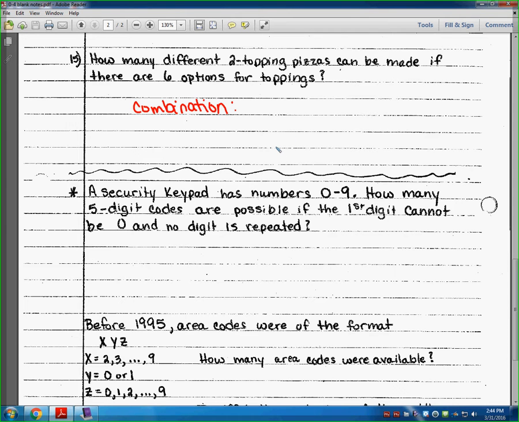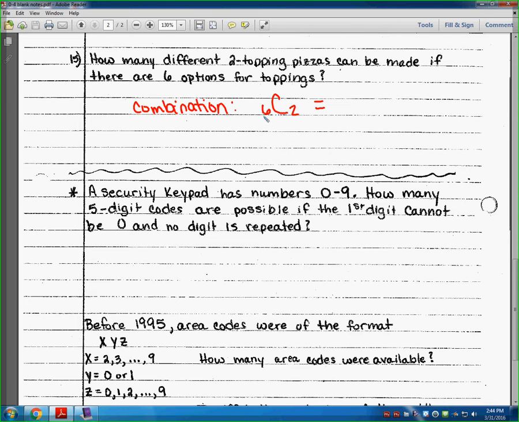How many things are we choosing from? How many options do we have? 6. How many are we choosing? 2. 6C2, right? So again, that's a button on your calculator. You don't have to know that formula. I don't care. You've got a calculator for that.